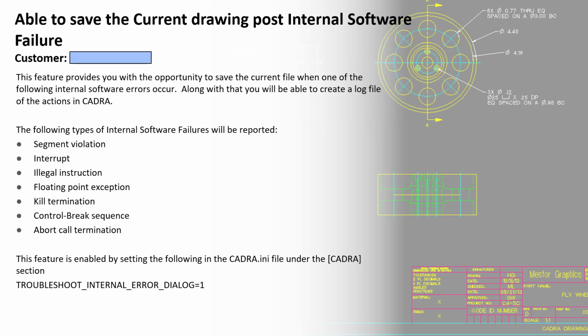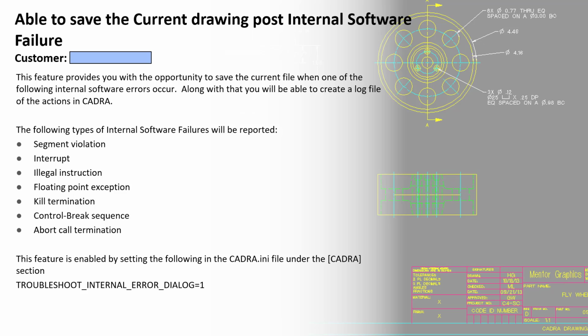We also have the ability to save the current drawing once you get an internal software failure. This feature provides you with the opportunity to save the current file when one of the following internal software errors occurs. Along with reporting the internal software failure, you can now create a log file of the actions that you were doing before you created the error. The following types of internal software failures that will be reported are segment violation, interrupt, illegal instruction, floating point exception, kill termination, control break sequence, and abort call termination.